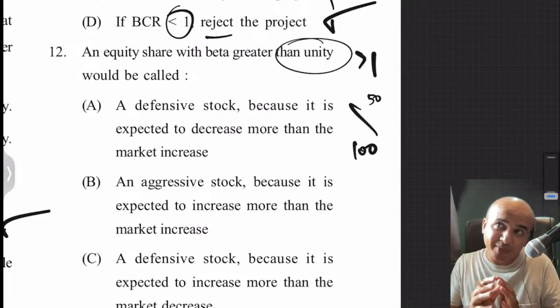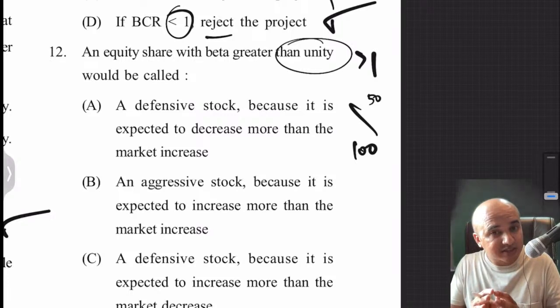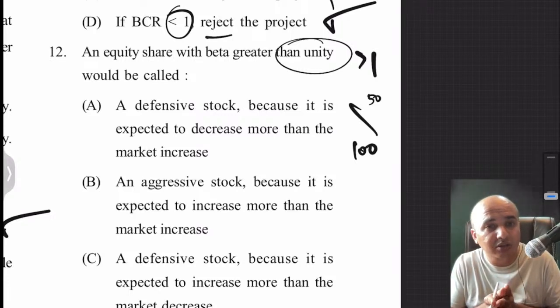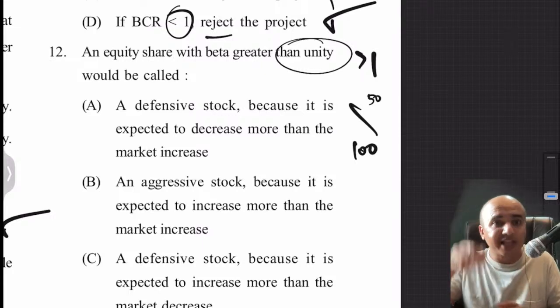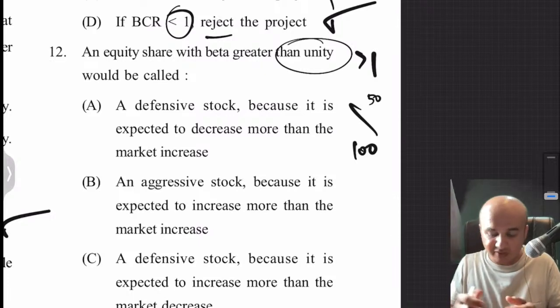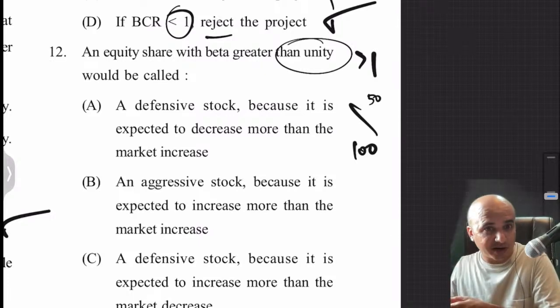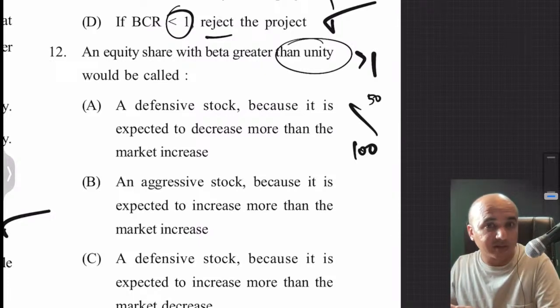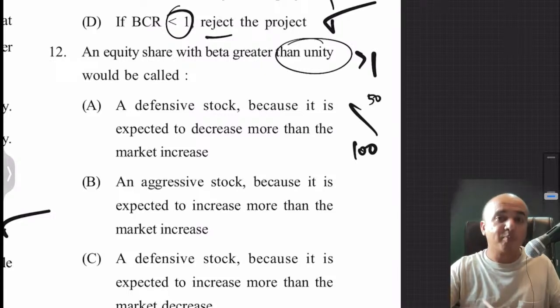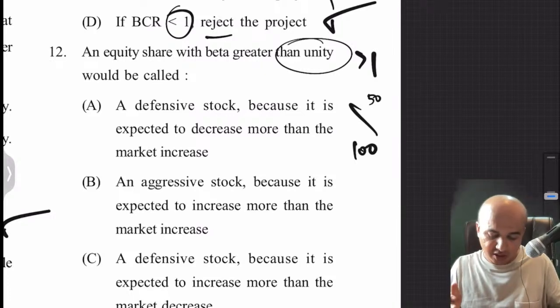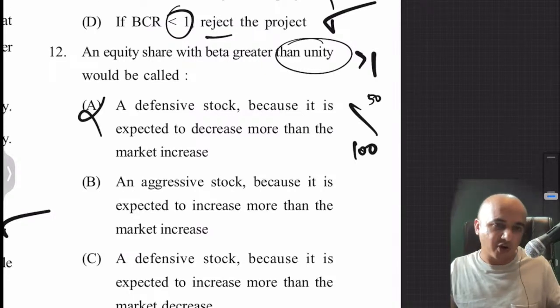So a stock with beta greater than 1 is actually considered to be an aggressive stock, and it will in fact have larger price movements in the same direction as the market. That means if the market falls down by 100, this will actually fall down by more than 100, and if the market goes up by 100, it will go up by more than 100 points. So therefore option A is definitely a wrong option.